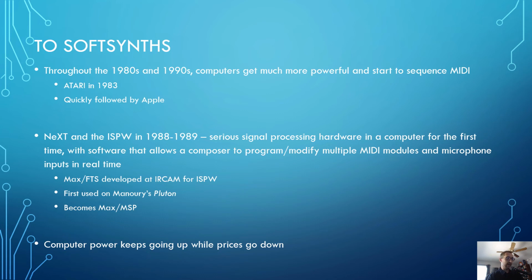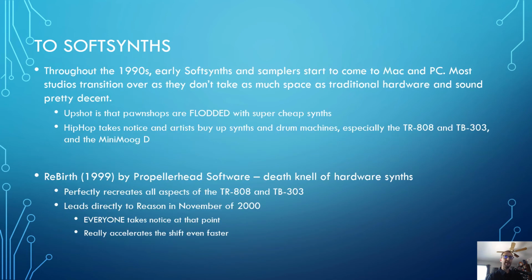But as this happened, computer power kept going up while prices kept going down. Starting in the 90s, we see early soft synths and samplers starting to exist on Mac and PC. These are programs that emulate the hardware of a synthesizer or of a sampler. Because they exist entirely on a computer, they don't take up space, and they sounded fairly decent. So most studios started to adopt those and sell off all of their old gear.